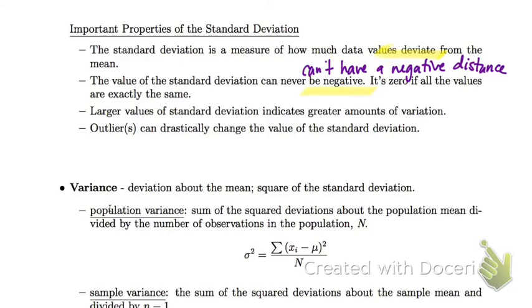Larger values of standard deviation indicate greater amounts of variation. And outliers can drastically change it, so that also means that it's not resistant.